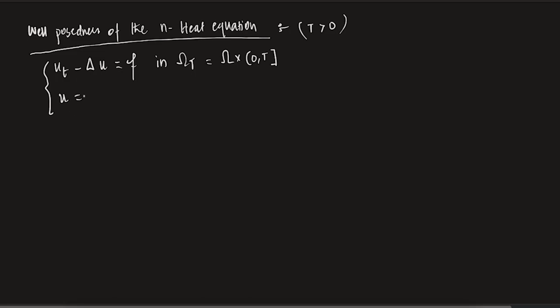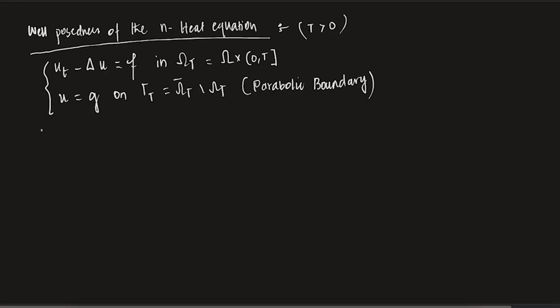So how does that look like? It looks like u equals g on gamma T, which is omega T bar minus omega T. Okay, so the parabolic boundary. So is this clear? What am I saying? I am saying that I want my u to be equal to some function g on the parabolic boundary. Of course, we want all of this to be continuous. And such that u satisfies this equation in omega T. Clear?